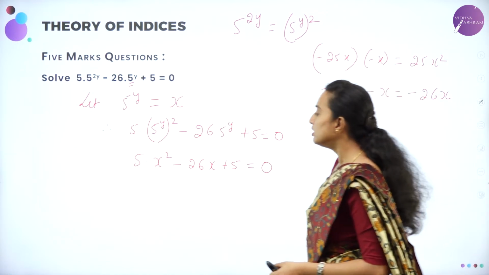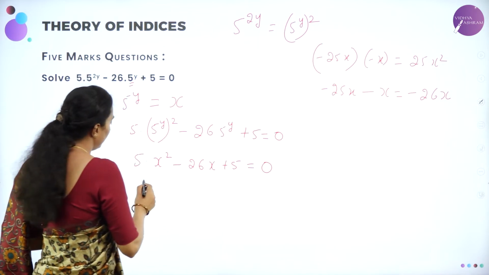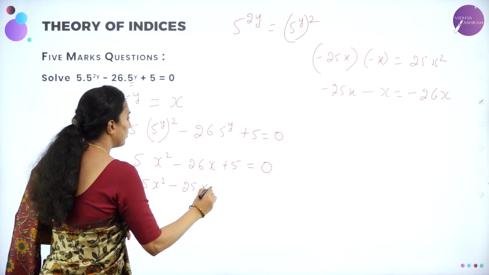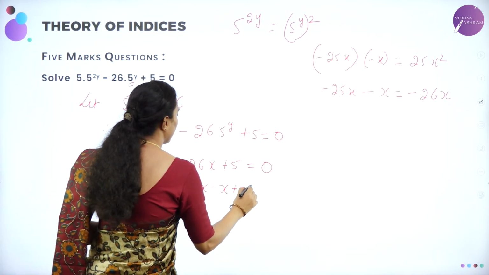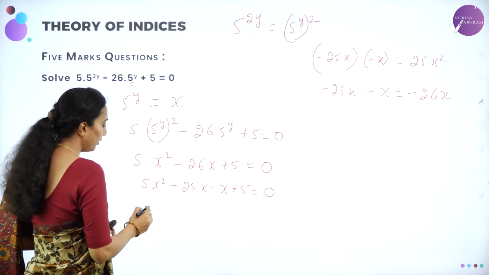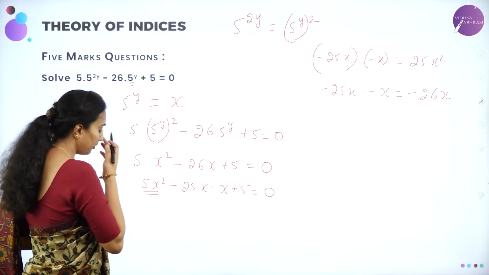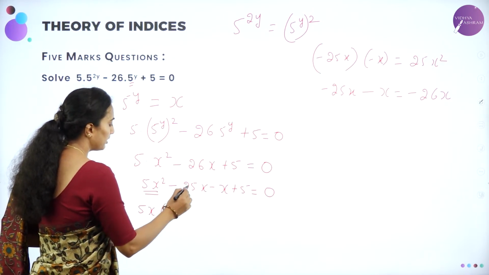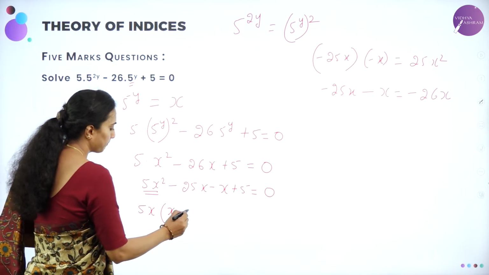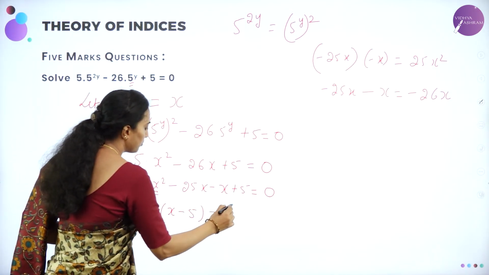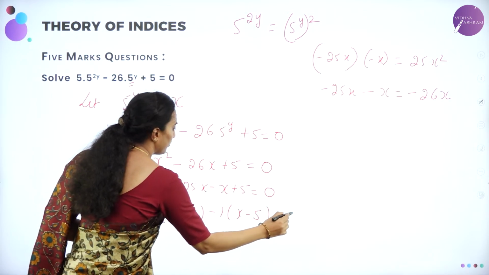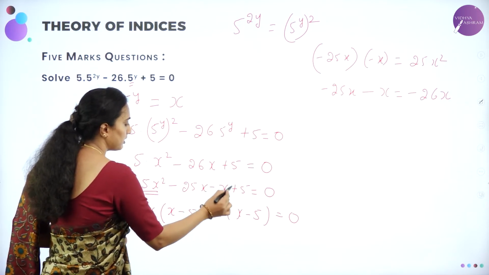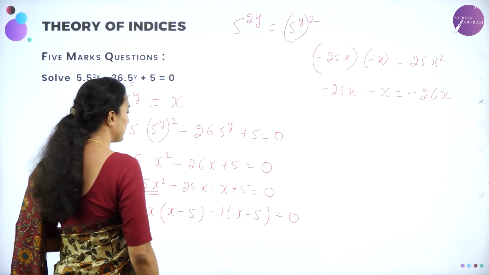Minus 26x. So substituting that, what are you going to have? 5x squared minus 25x minus x plus 5 equal to 0. Now you can take 5x common. If I take 5x common, what remains? x minus 5, since 5 fives are 25. Then minus 1 into x minus 5, which will be equal to 0, because minus into x is minus x, and minus into minus is plus 5, correct? Minus 1 into minus 5 is plus 5.